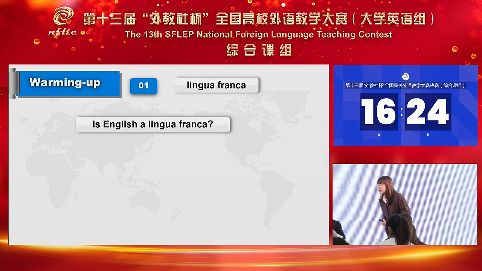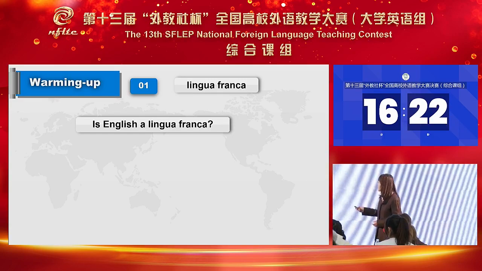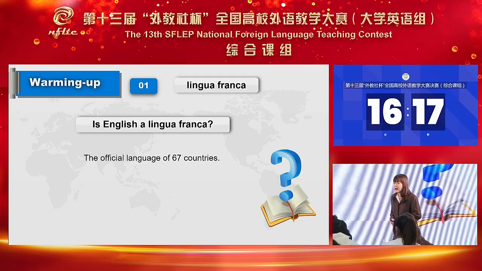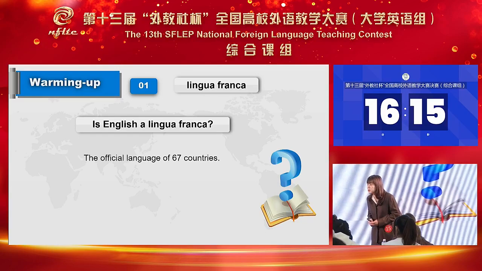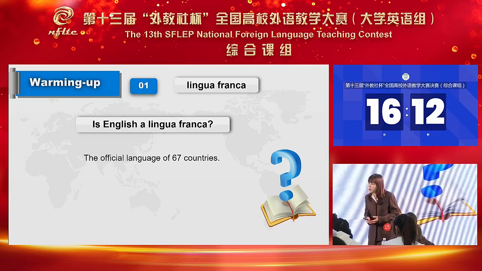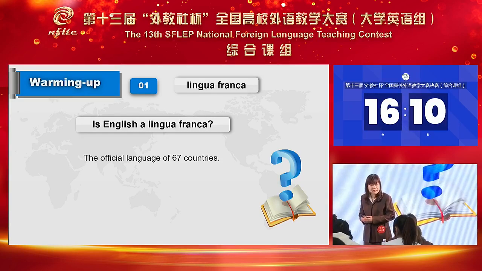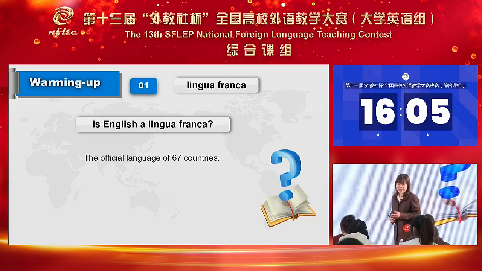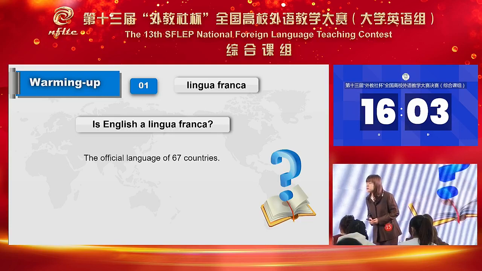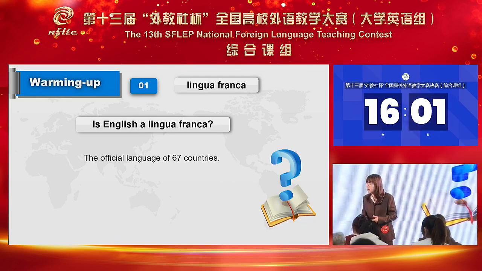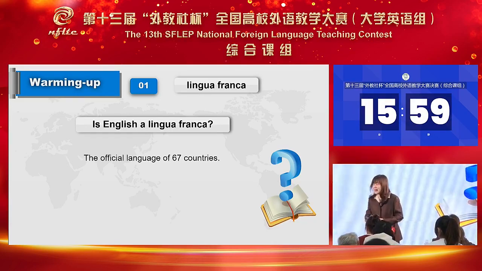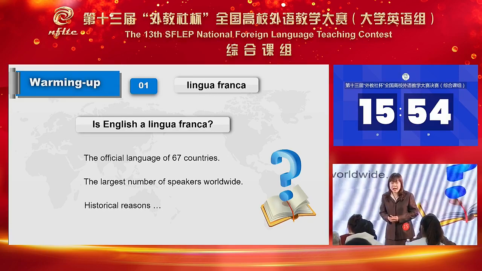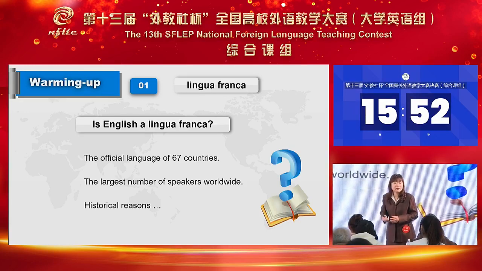Yes, sure, English is a lingua franca because it is the official language of 67 countries and it has the largest number of speakers worldwide. By the way, do you know which language ranks the second? Yes, China, very good. So, isn't it important for us to learn both English and Chinese well? Yes, definitely. Okay. Our topic today is the history of English.